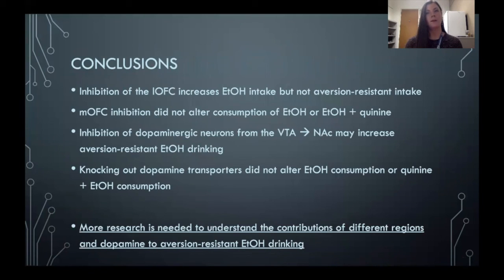So what we can take away from this is that inhibition of the LOFC increases ethanol intake, but not aversion-resistant intake. And then there were no differences for the MOFC experiment. And then inhibition of dopaminergic neurons from the VTA to nucleus accumbens may increase aversion-resistant ethanol drinking, but we didn't see any differences when we knocked out all dopamine transporters in the brain. And more research is definitely needed to understand the contributions of these different regions and dopamine to aversion-resistant ethanol intake.